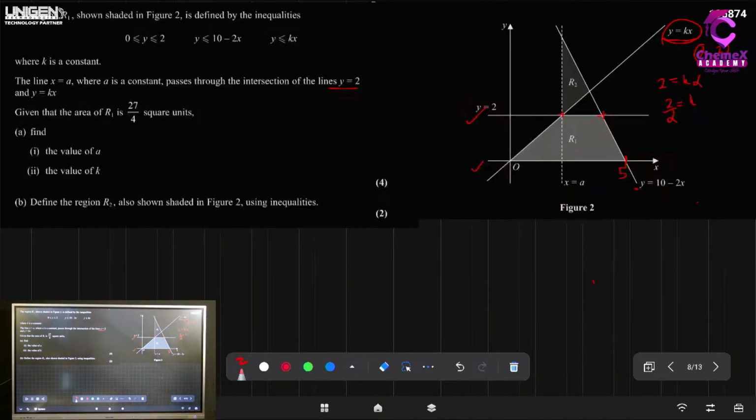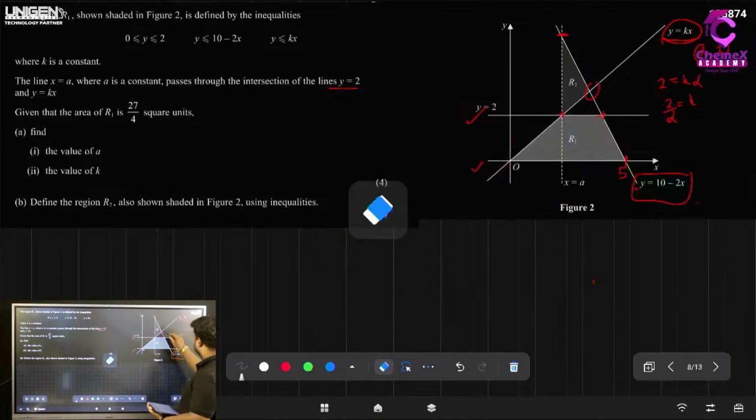But we don't know where they meet. This place is unknown, right? How do you find those two? You can find this place. How? On the same x place only, it cuts. How do you find? So substitute y equals 2 to this. So if you get y equals 2, what do you get?